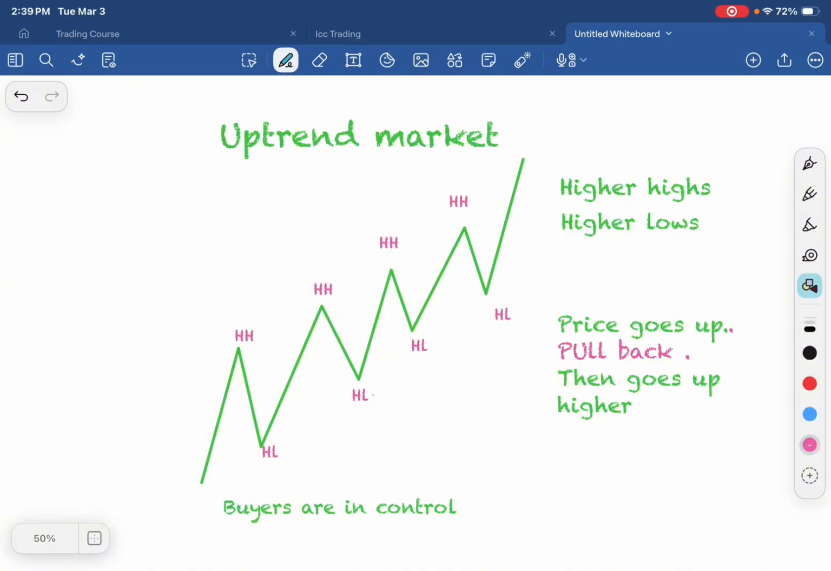So you're climbing the ladder: the lows are getting higher and the highs are getting higher. We're going up a stairs, so the further you go up, the higher they become. As I stated, the uptrend represents that buyers are in control of the market. Buyers are more in the market than sellers.